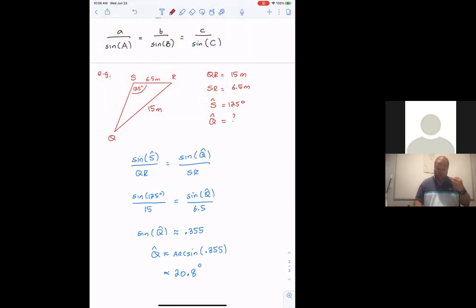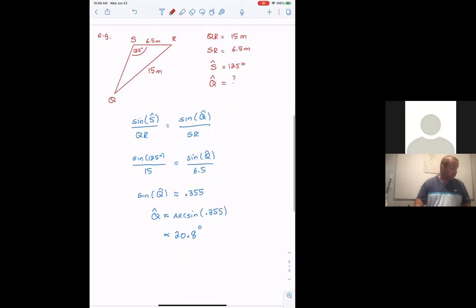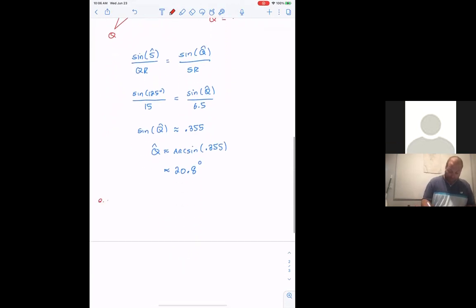So know what you're looking for. Sometimes you're looking for an angle. Sometimes you're looking for a side. Always be aware of what you're looking for to make sure that you use the right units. Let's do another example.